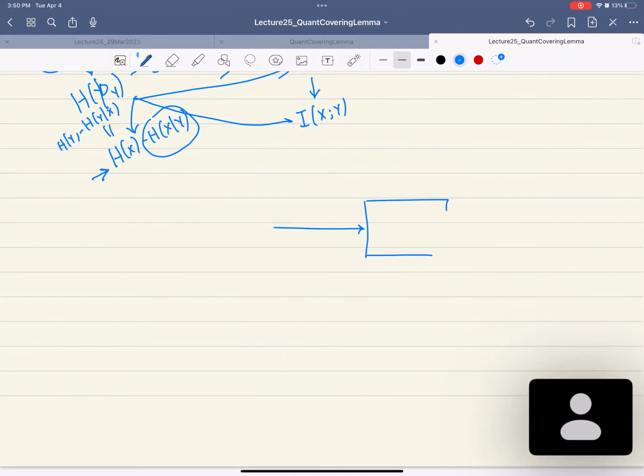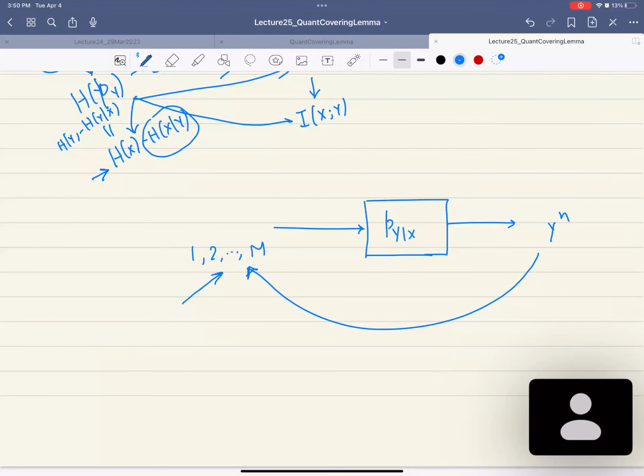I did this in the quantum version, but I'll do it in the classical version. I have this py given x, the blue box. I want to choose 1 to capital M sequences such that when I get the output, I should tell exactly which sequence was sent in. This was the capacity problem. Do you agree? Yeah, correct. Great. And I wanted to find the maximum number M such that this was possible.